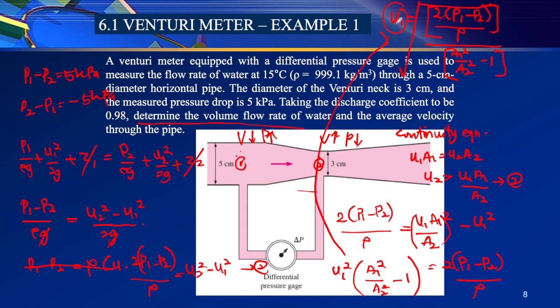In order to calculate the average velocity at point 2, you have to use the continuity equation. But wait, the average velocity question comes after the actual volume flow rate. Therefore, this is the actual average velocity. Then you have to calculate the volumetric flow rate first, and after that calculate U1 or U2. So now we have to determine the volume flow rate of water.